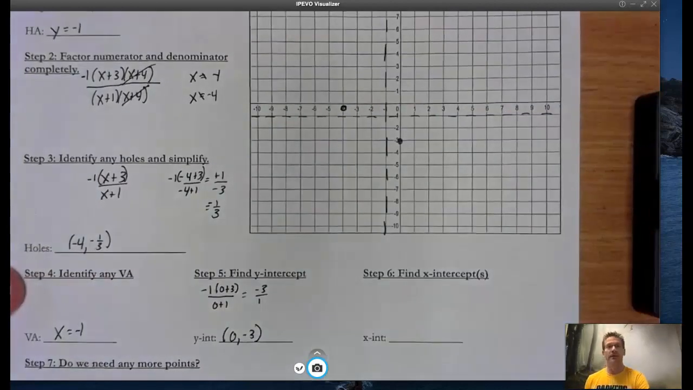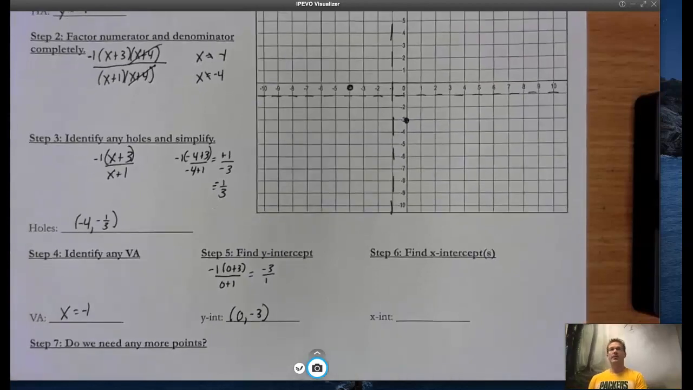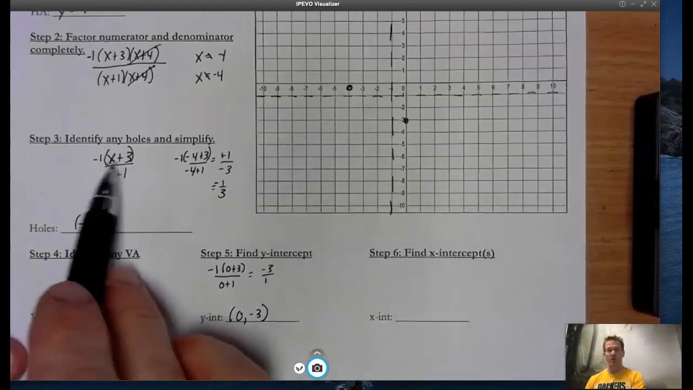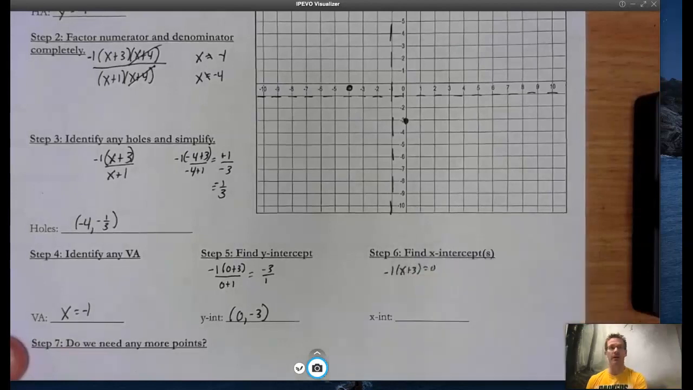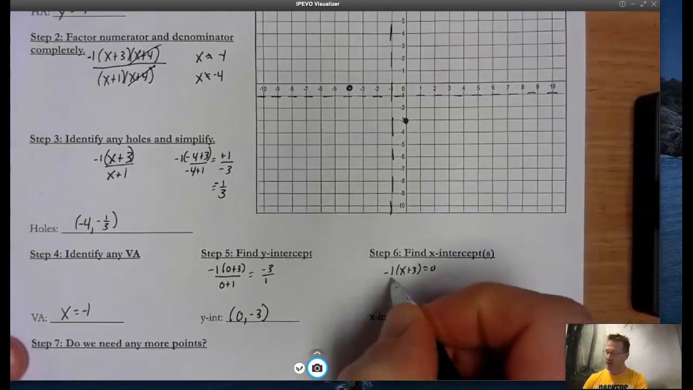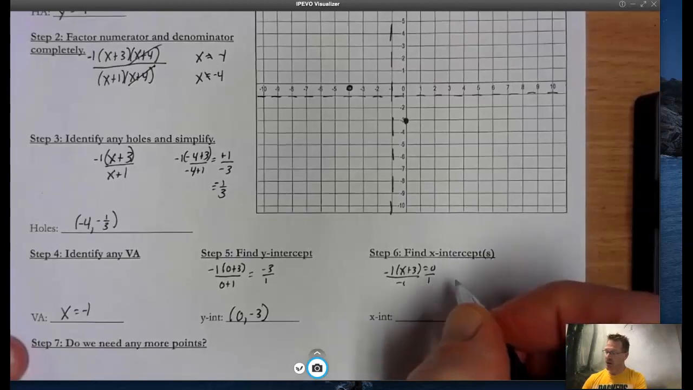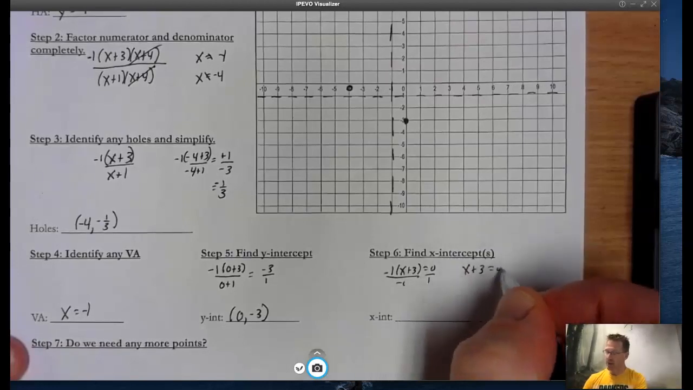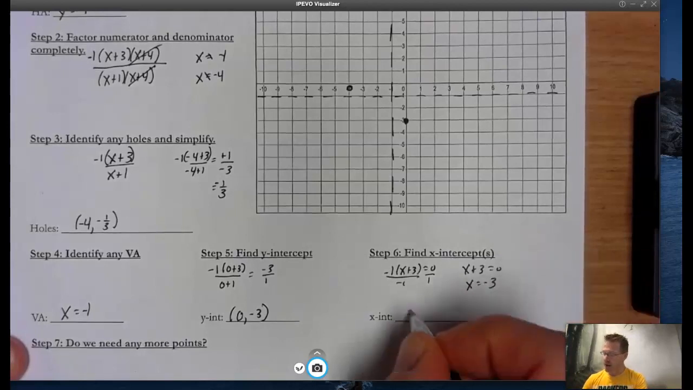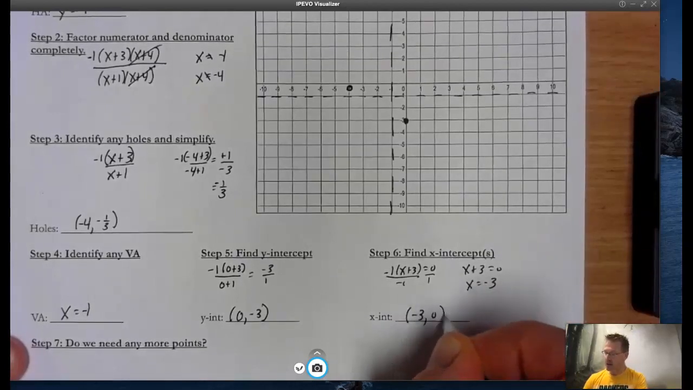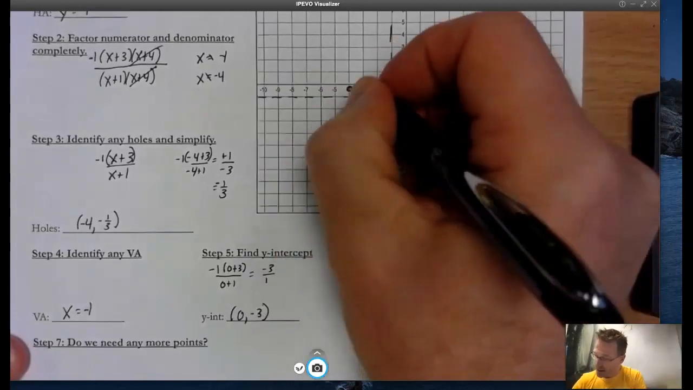Okay, now I want to find my x-intercepts. The way we find our x-intercepts is we take the numerator of our rational function and set it equal to 0 and solve. So I'm going to take my numerator right here. That would be -1 times x plus 3 is equal to 0. Notice I can divide by that -1 right away, and that means that x plus 3 would equal 0, which means x would equal -3. So my x-intercept is (-3, 0), which would be right here.